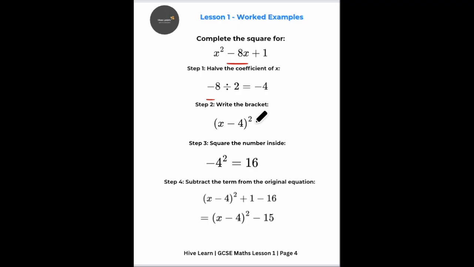We then go and square the number inside. So we have negative 4 squared equals 16. And we want to subtract the term from the original equation. So we want to subtract that term. So 16 taken away from 1, because that's our original constant in our quadratic equation here. So we have x minus 4 squared plus 1 minus 16, giving us the answer of x minus 4 squared minus 15. So even with negatives, the method is identical.